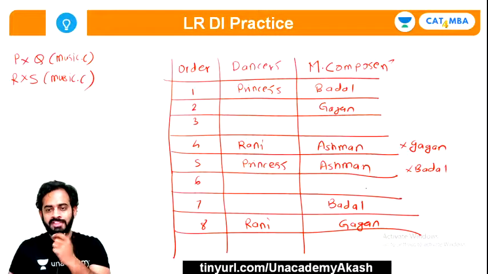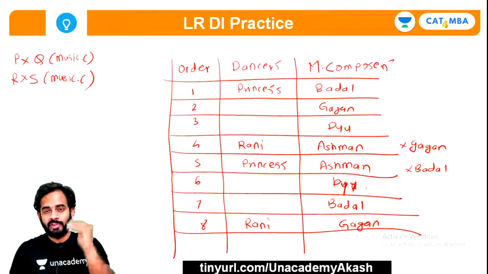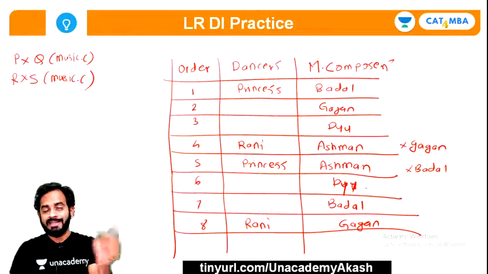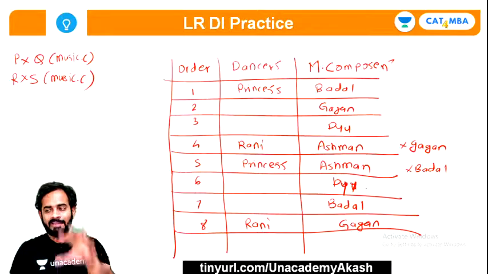Now only one is remaining. Let's say Dew here and Dew over here. Now is the difference between Dew and Dew the same? Is the difference 5 now? Can you tell me? Is the difference 5? Now the difference is not 5 for Dew. That's why we cannot keep Badal at place 7.